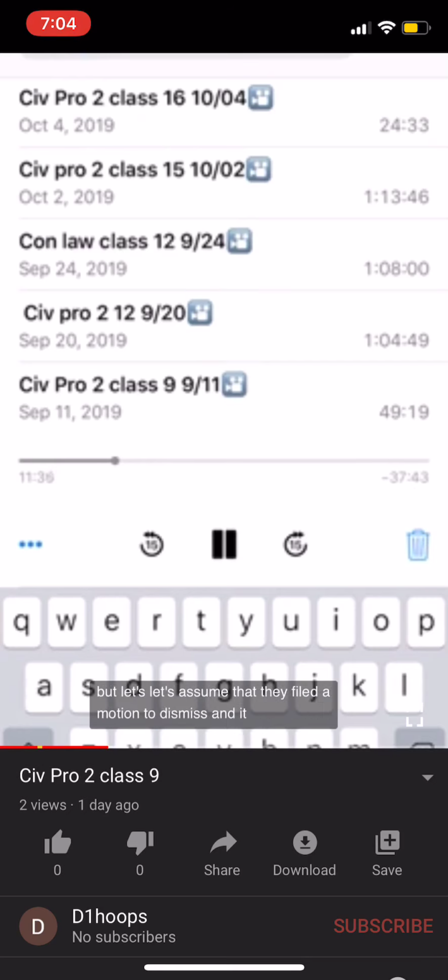But let's assume that they filed a motion to dismiss and it got lost someplace. And then the default was entered. We're going to think the default is probably improperly entered. We'll talk about how to deal with that situation too. But assuming that the motion to dismiss got there, yeah, Brittany.